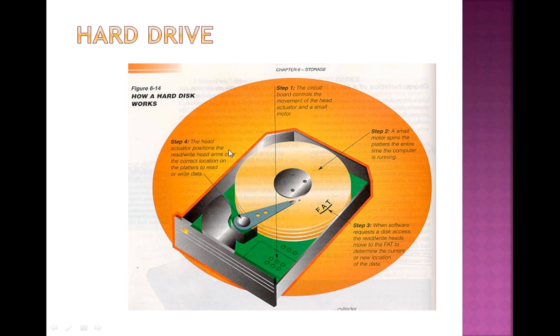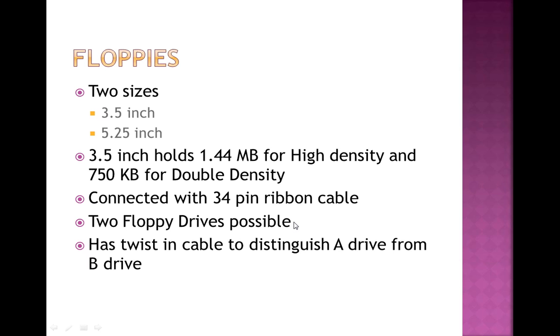Then the fourth point is the head actuator, which actuates the head. The head actuator positions the read-write head arms over the correct location on the platter to read or write the data. So these are the 4 steps inside the hard disk. That is how a hard disk works.